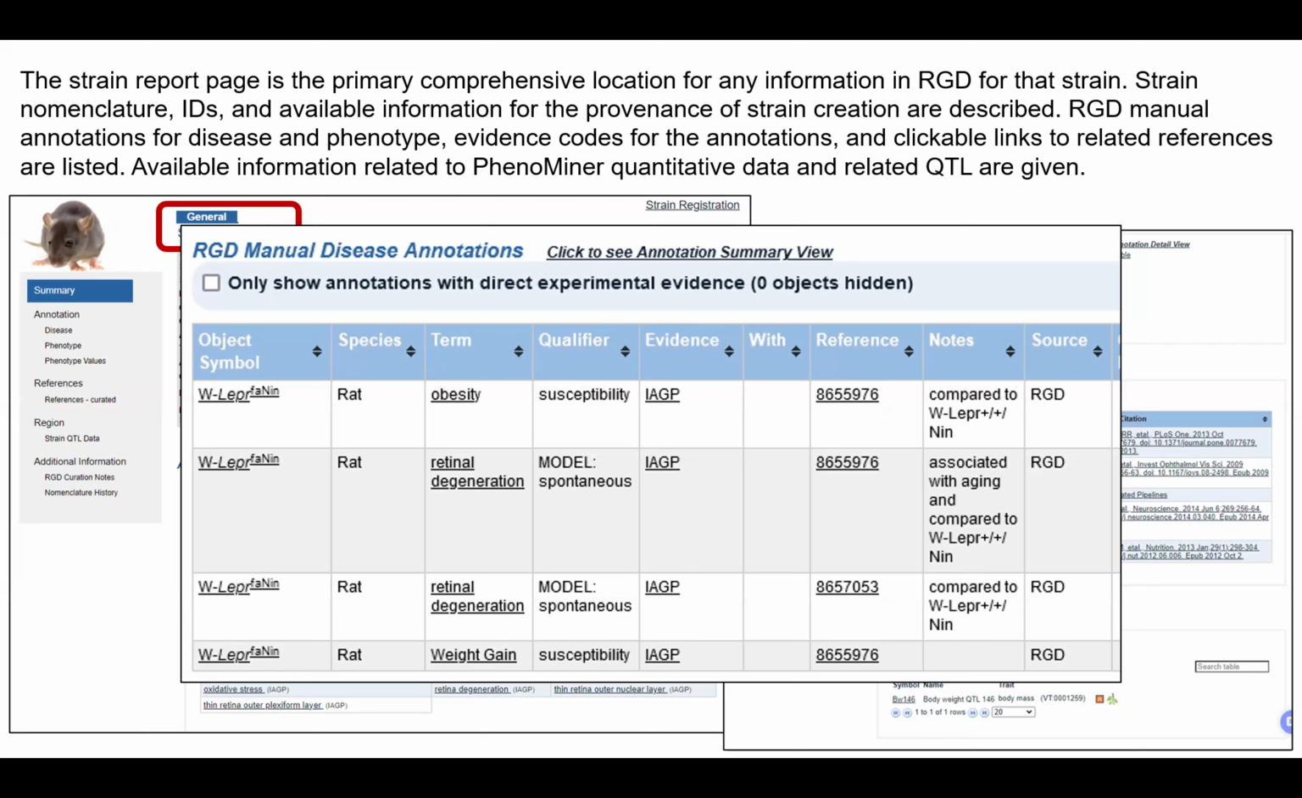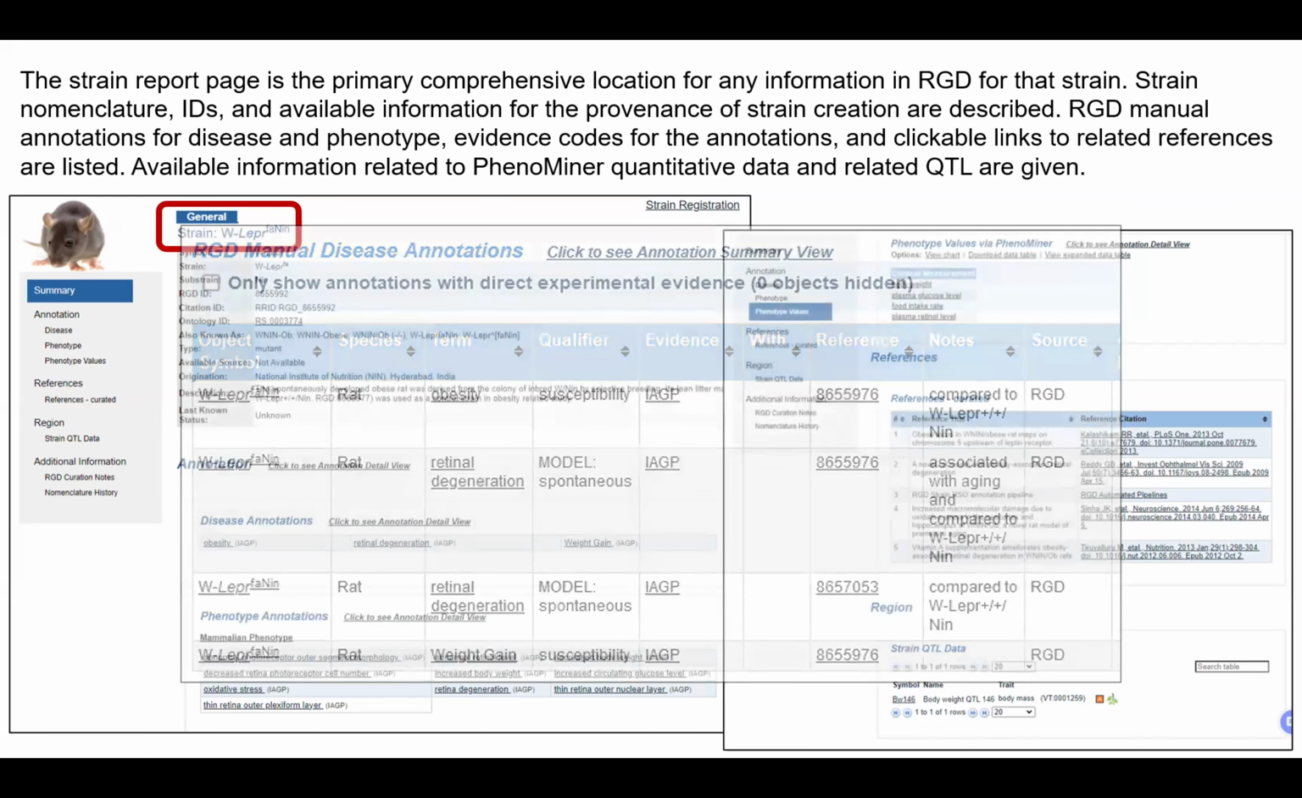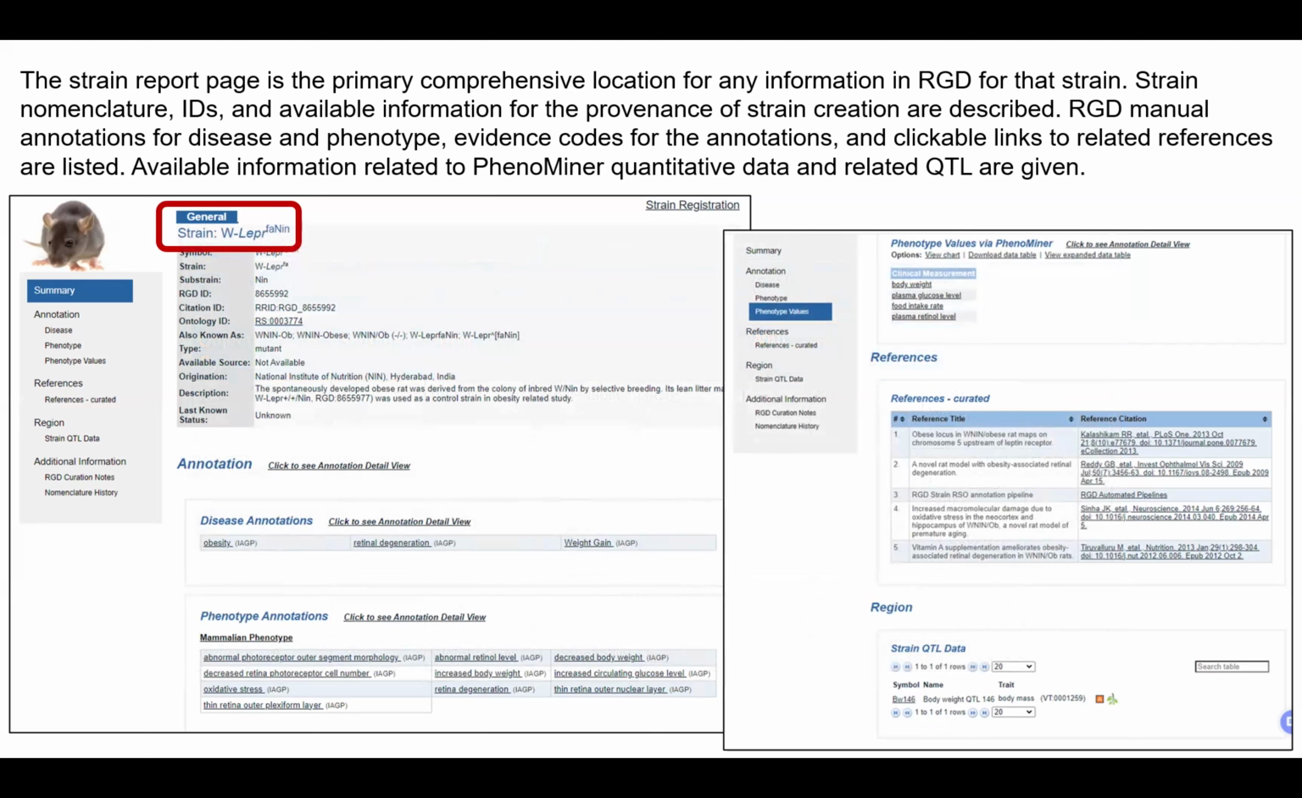In some cases, it might be one strain compared to another, where this one shows obesity as an obese rat, and that one is a lean rat, and you're comparing the 2 strains. So in addition to that information, there is information about the Phenominer quantitative data, which I'm not going to talk about because Mahaima already did. And then related QTLs, so any QTLs where this strain is one of the ones that was in the cross will be listed.